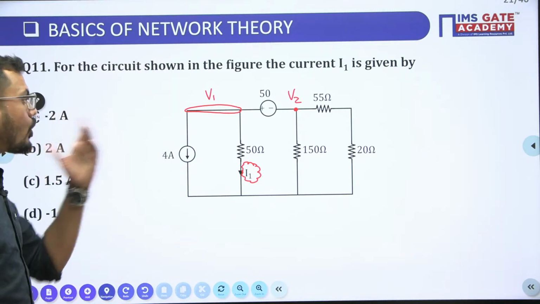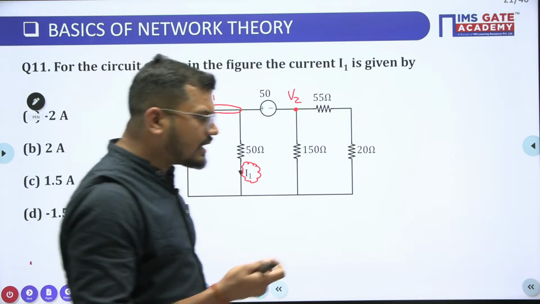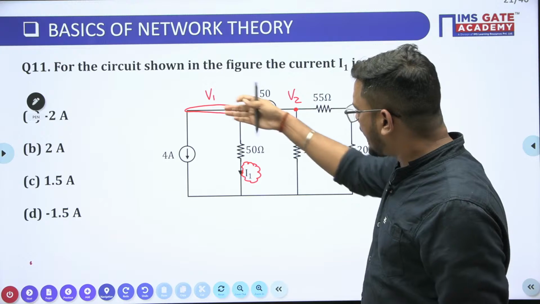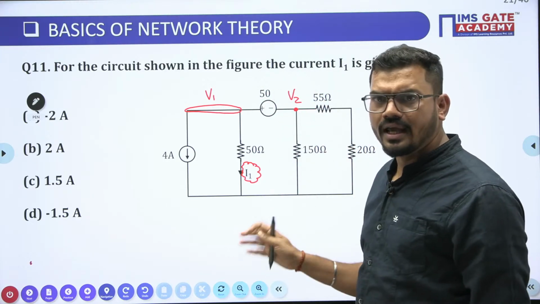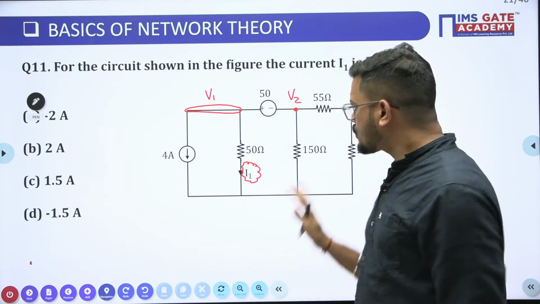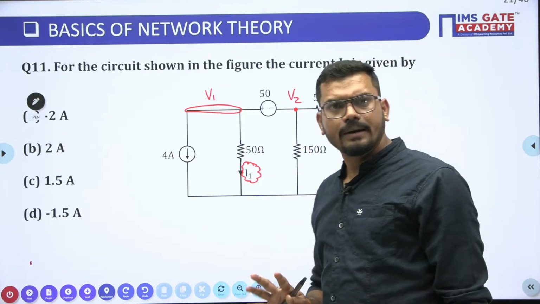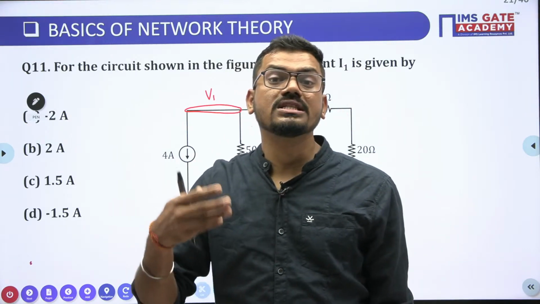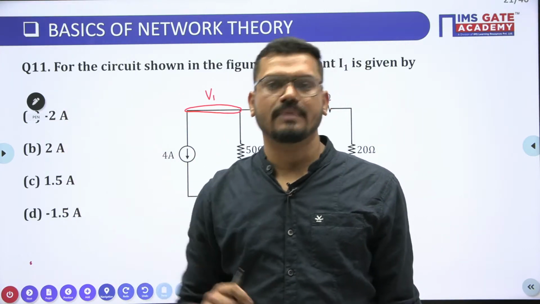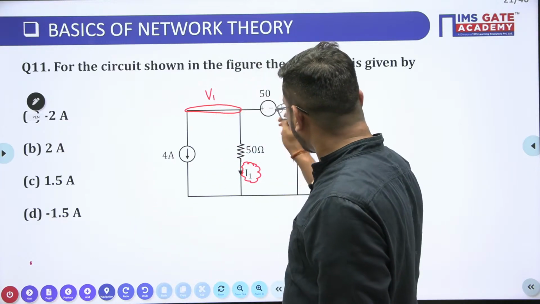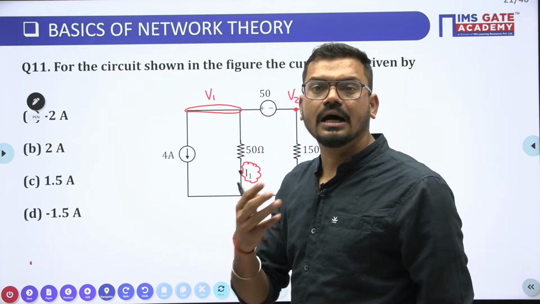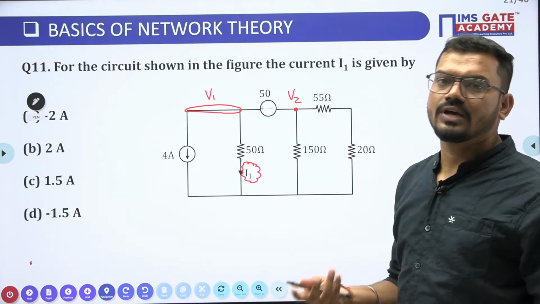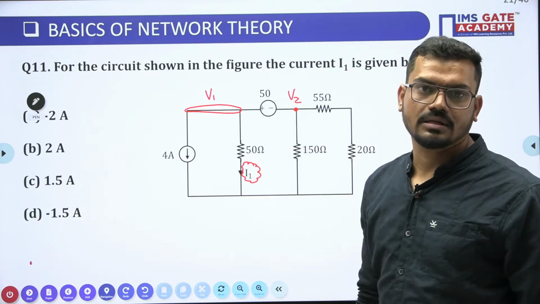So how do we apply super node, guys? A super node means that between two nodes there is a voltage source. The steps are very simple. The branch which is creating the super node, just remove that branch first, make the two nodes a single node, and write the KCL only. In node analysis we are dealing with KCL and Ohm's law.